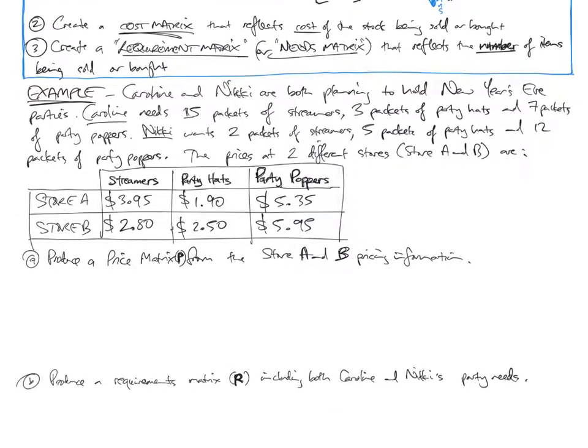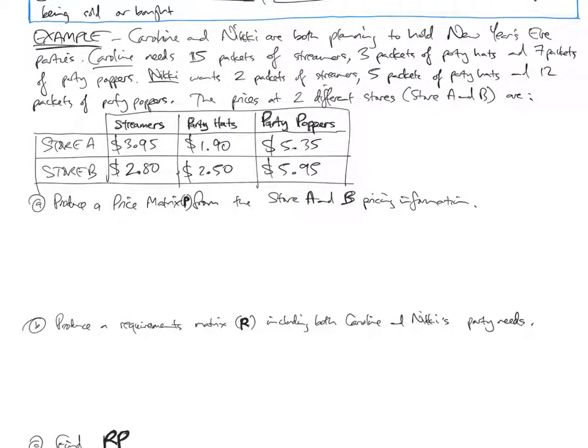In the example here, Caroline and Nikki are both planning to hold New Year's Eve parties. Caroline needs 15 streamers, 3 party hats, 7 packets of party poppers. Nikki wants 2 packets of streamers, 5 packets of party hats, 12 packets of party poppers. The prices at 2 different stores, store A and B, are these. So this is the costs matrix.